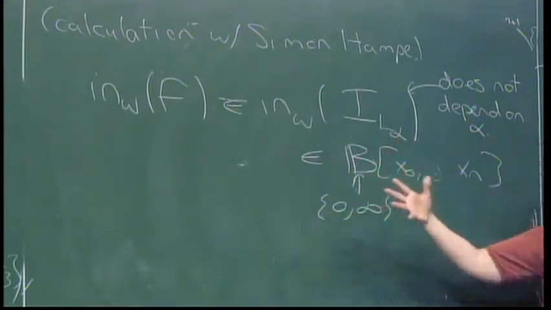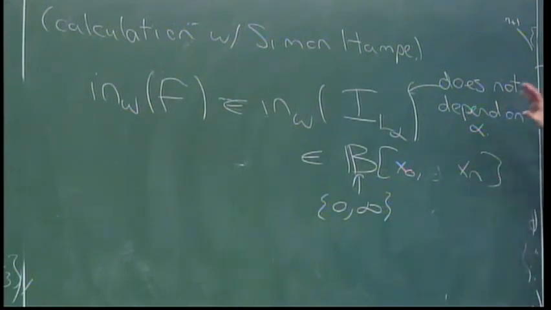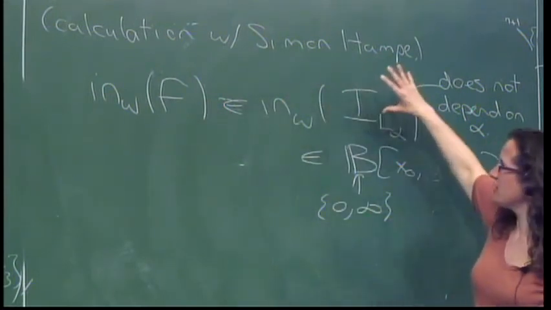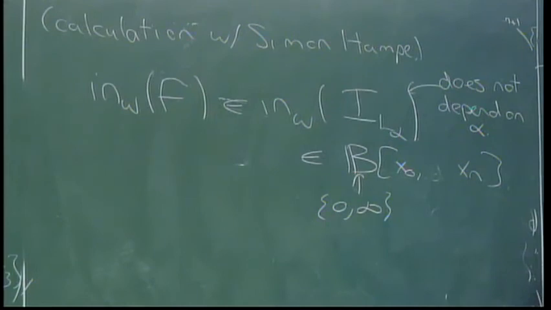Here, alpha was meant to be my parameter in this infinite family. So we had an infinite family of lines, of ideals, which maybe all contain this polynomial f. When we pass to the initial ideals, we get this initial form contained in this initial ideal, and this doesn't depend on alpha. Okay, so that's the story that would have to be the case.